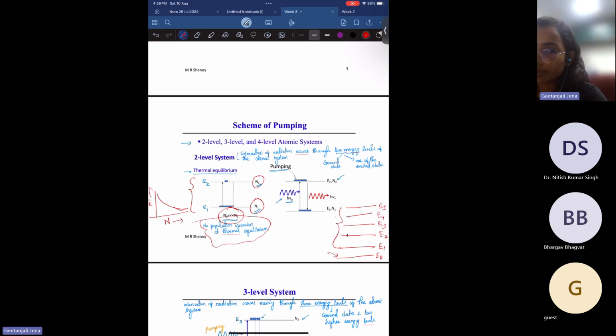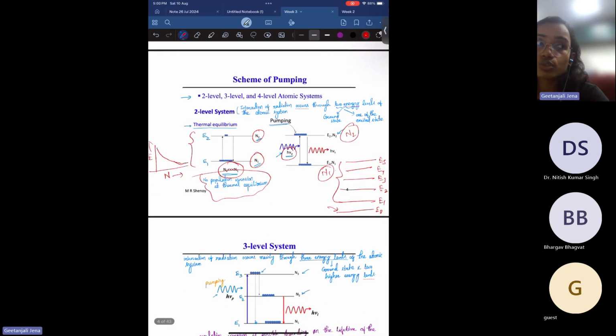Now, if we have a pump with energy h nu P, it will excite some of the atoms from the ground state to the excited state. The number of atoms in the excited state will increase, and simultaneously the atoms will also make a transition to the lower energy level. So there will be simultaneous absorption and emission of radiation, and we get a steady-state population N2 here and a steady-state population N1 here. So in the presence of pumping, it is possible to increase the population of the higher excited state. This is all about the 2-level system.